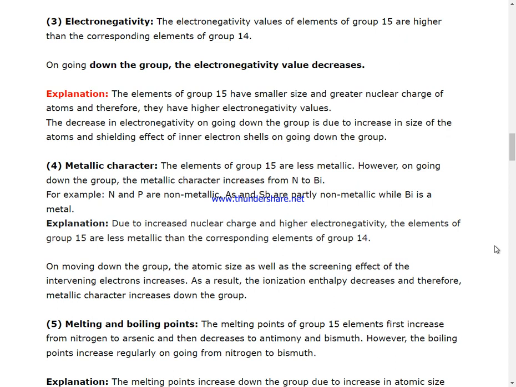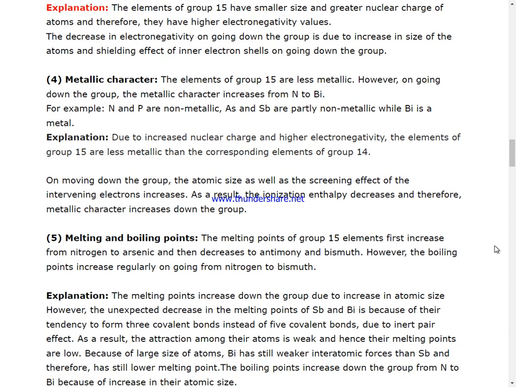Explanation. Due to increased nuclear charge and higher electronegativity, the elements of group 15 are less metallic than the corresponding elements of group 14. On moving down the group, the atomic size as well as the screening effect of the intervening electrons increase. As a result, the ionization enthalpy decreases and therefore metallic character increases down the group.